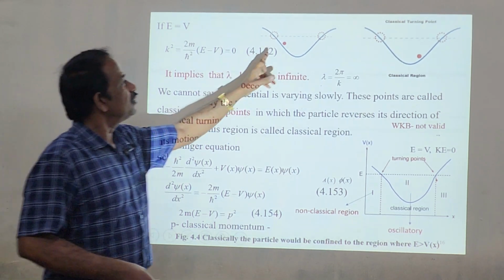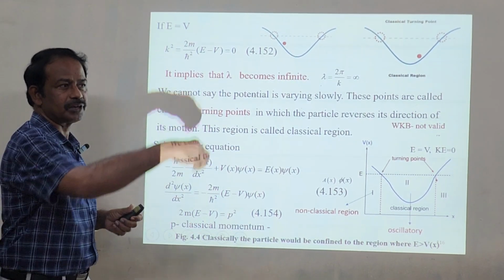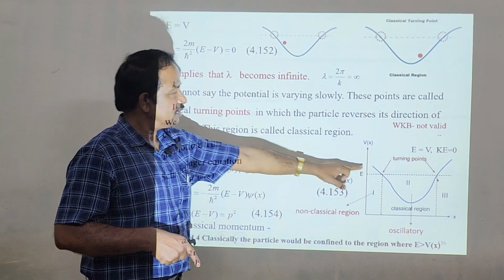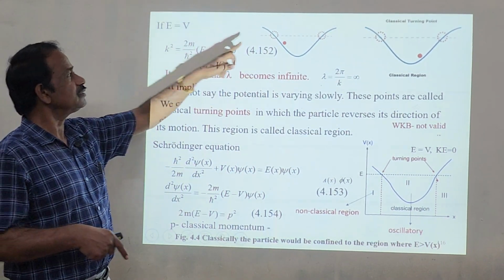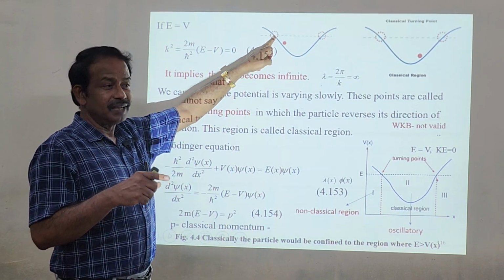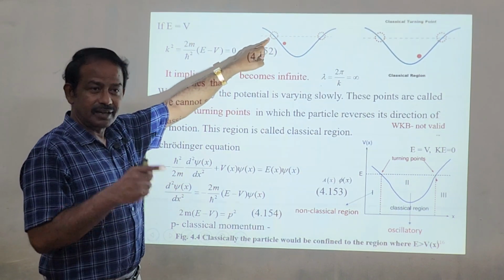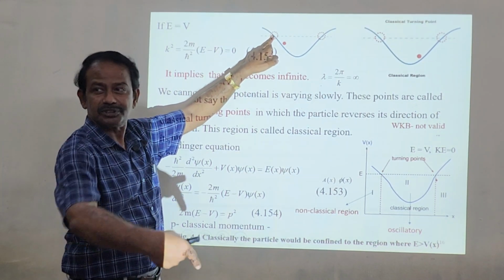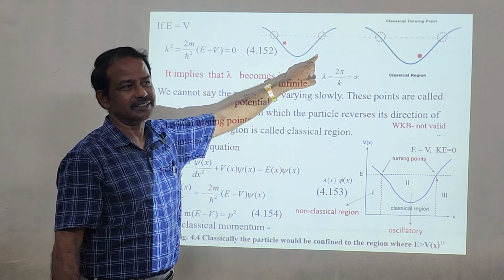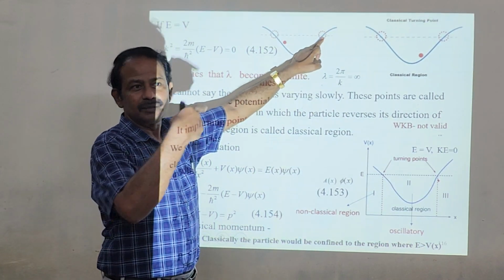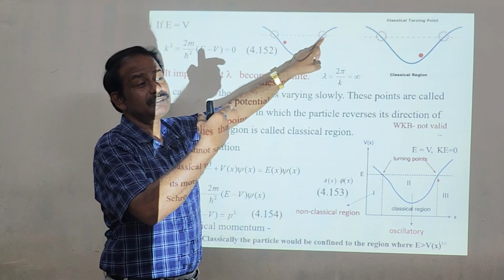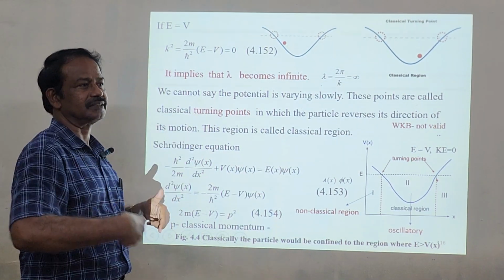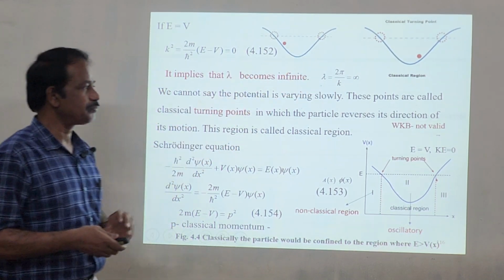If we consider an oscillating particle, and this oscillating particle exactly touches one of the turning points, where the momentum is 0 at E equals V, then it will start traveling in the opposite direction. At this turning point again the momentum will be 0, the velocity will be 0, and again it will come back in the opposite direction. So that's why we have oscillation.